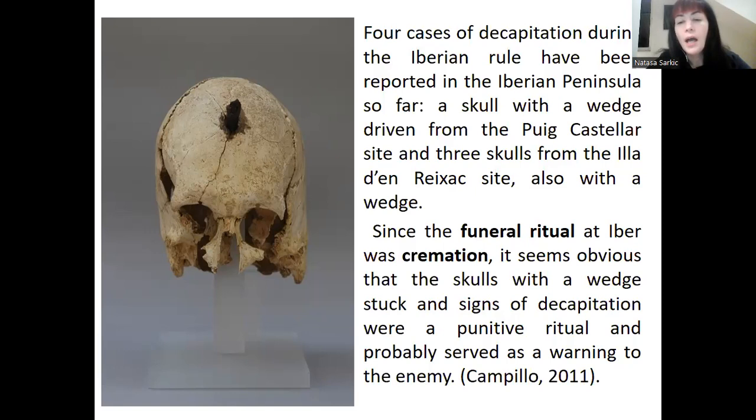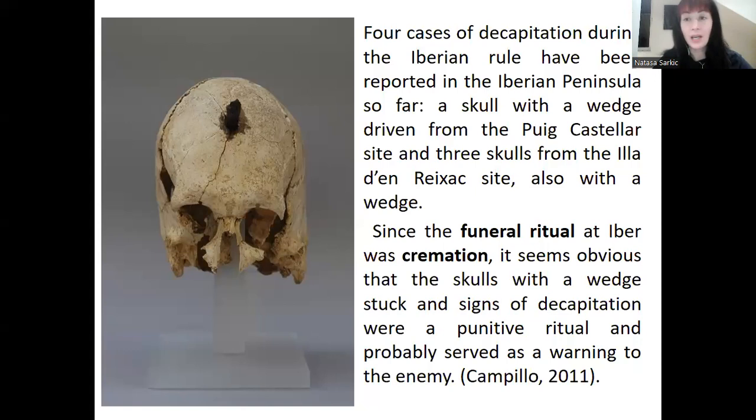So definitely this funeral act had some kind of ritual purpose, and it's a punishment, and probably served as a warning to the enemy. So we have several elements here. We have this funeral act that is different from the rest of the population. We have displacement of the body, very chaotic, thrown away without any care. We have this additional punishment such as decapitation. And of course we have inhumation instead of cremation, so it's not official.